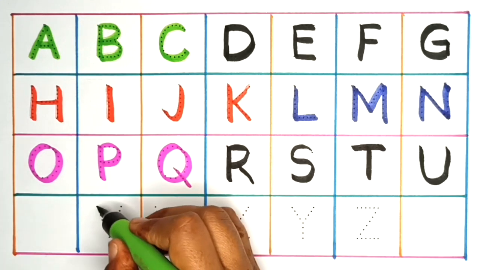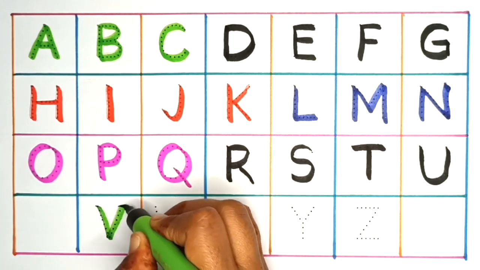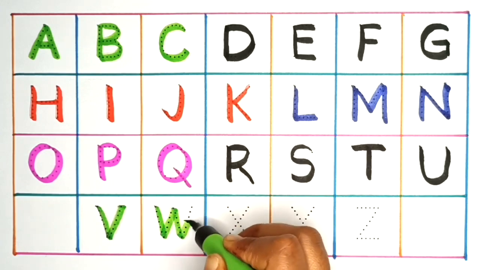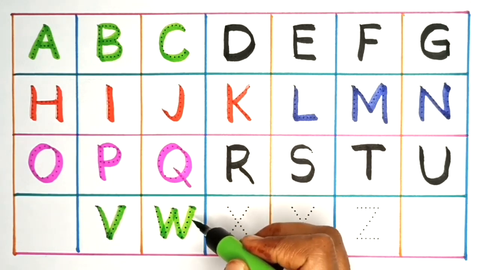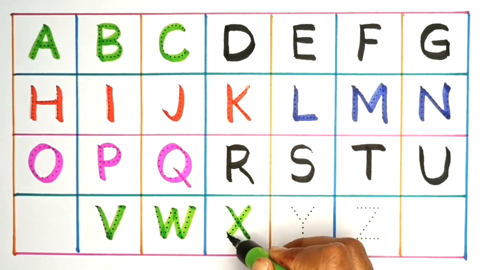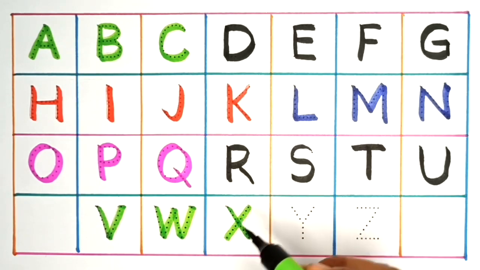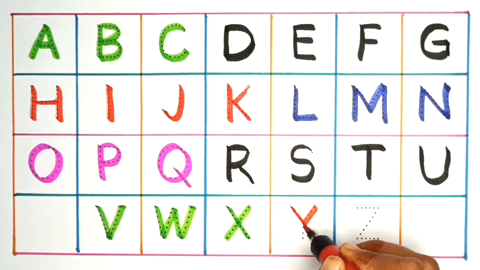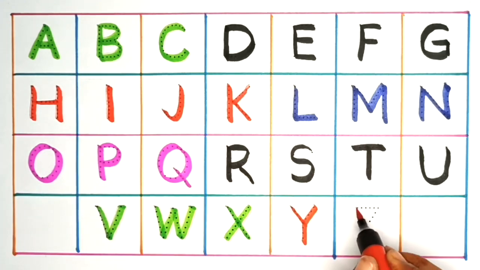Green color, V. V for van. W. W for watch. X. X for xylophone. Red color, Y. Y for yak. Z. Z for zebra. Thank you.